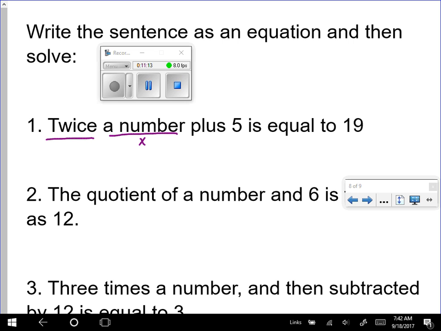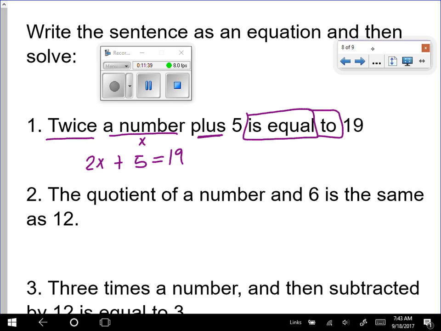So twice a number, I'm going to be multiplying 2 times x. And it says plus, well, that's pretty obvious, plus what? 5. Is equal to, or is, in math is really important. That's going to mean equals, and then we have 19. So, because you know how to do that, I'm going to have you go ahead and solve that on your own.